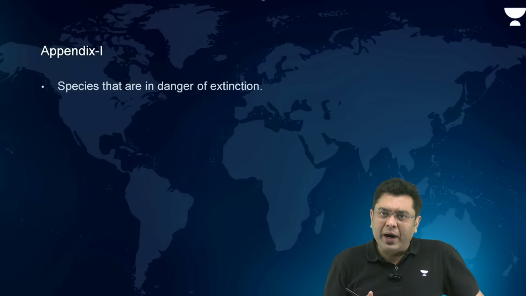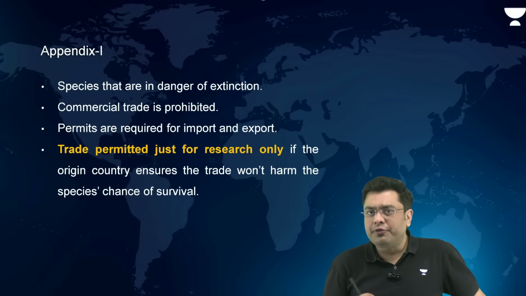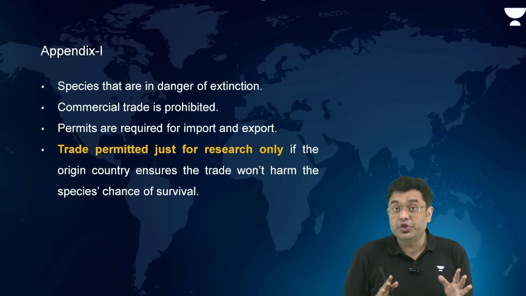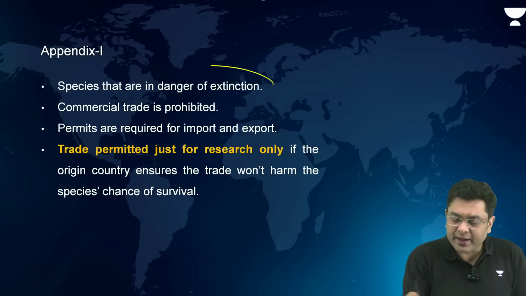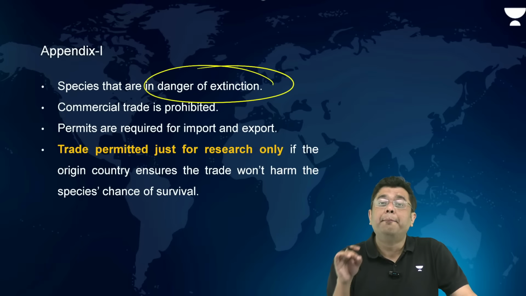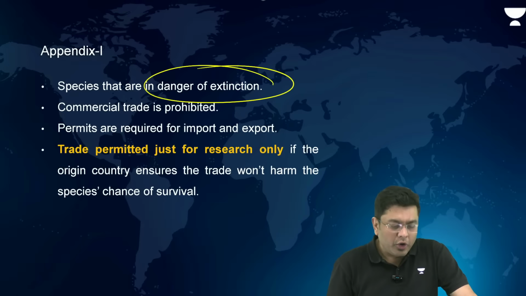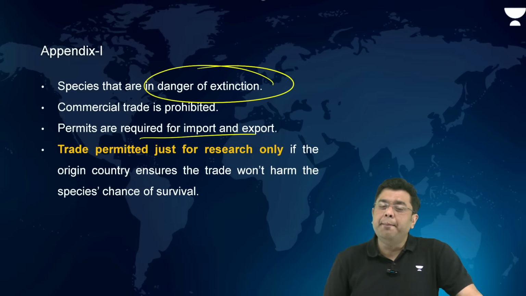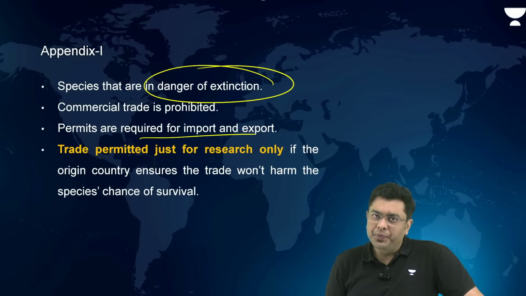So, Appendix 1, if we consider which of the species are included: species which require urgent attention, right? So, species that are in danger of extinction. Commercial trade is absolutely prohibited in these species. Okay. Permits are required for import and export to be done.